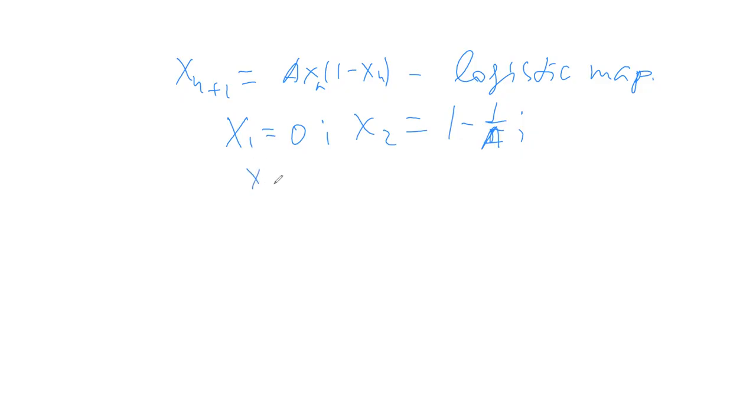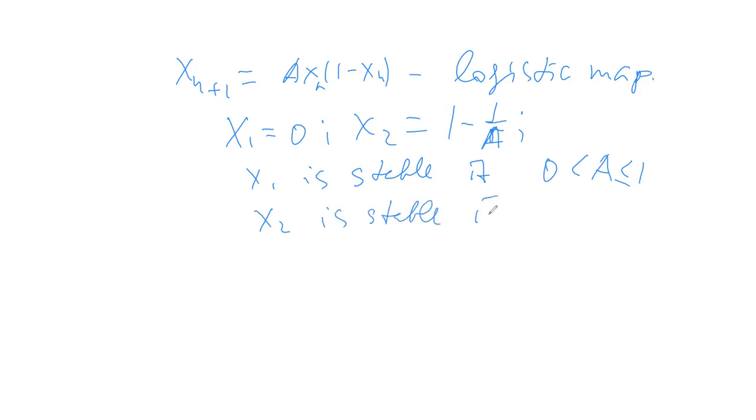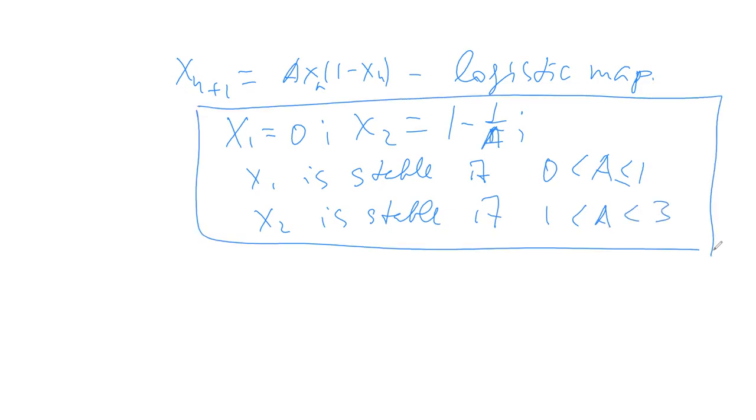So x1 is stable if a is between 0 and 1. Well, we don't need to include 1. And x2 is stable if a is between 1 and 3. That's what we remember. So if you are not sure, if you don't remember this, go back to the lectures. This is something you're supposed to remember, at least until the exam, maybe even longer.